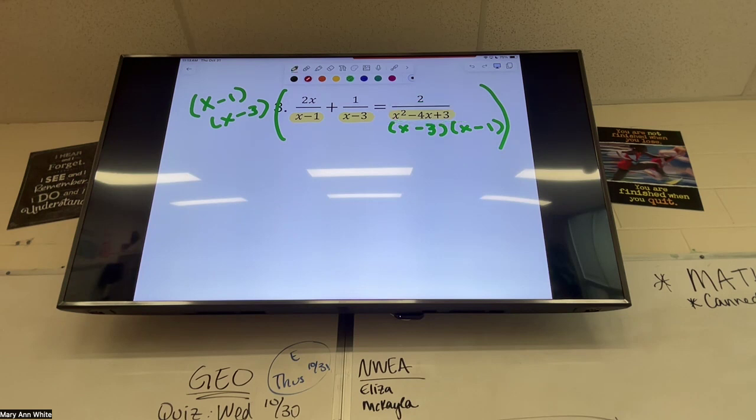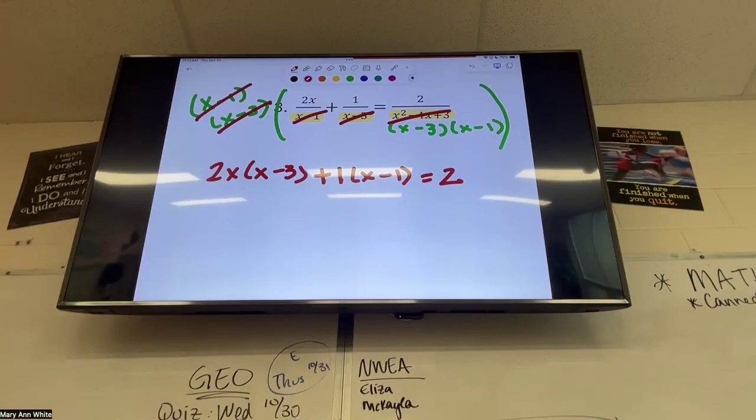Also, now it's going to be super easy to cancel out when I go through to do it. So the x minus 1s cancel. So I get 2x times x minus 3. And the next one, my x minus 3's cancel. So I just get 1 times x minus 1. And in the last one, all of them cancel. I'm just left with 2. Everybody okay so far?